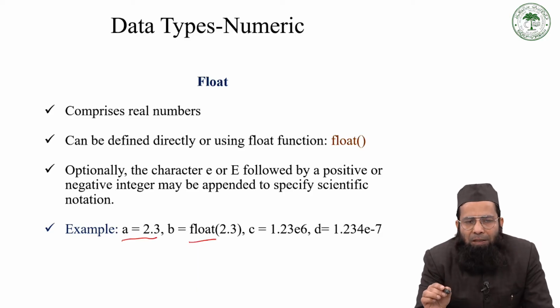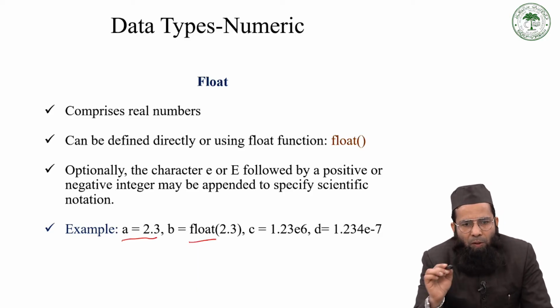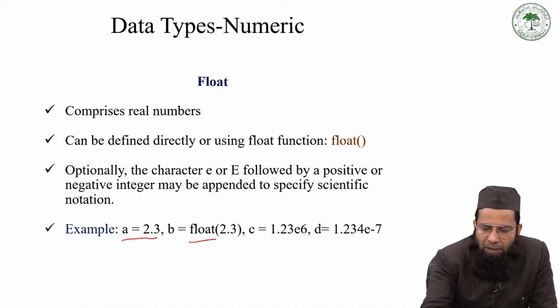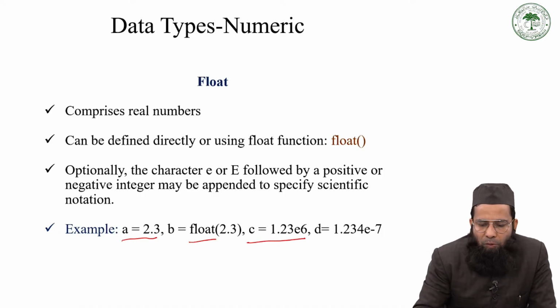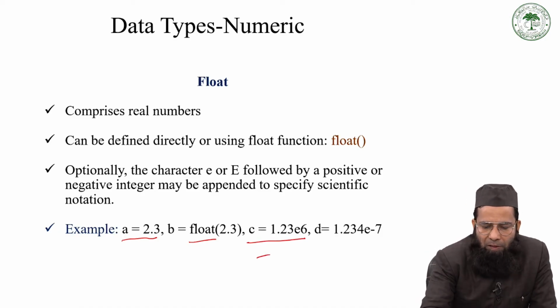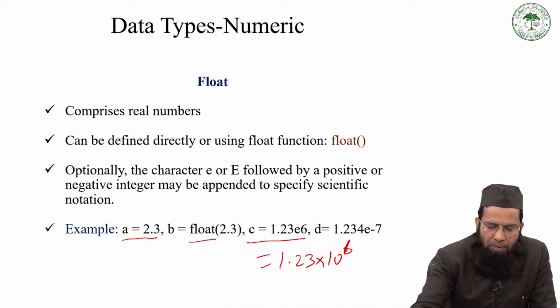Optionally, you can use the character E, or E followed by a positive or negative number, appended to a scientific notation for performing certain scientific computation. Like in this case, C is equal to 1.23 E6. It means the number is actually 1.23 into 10 to the power 6. So we can write this number in this particular format in Python.